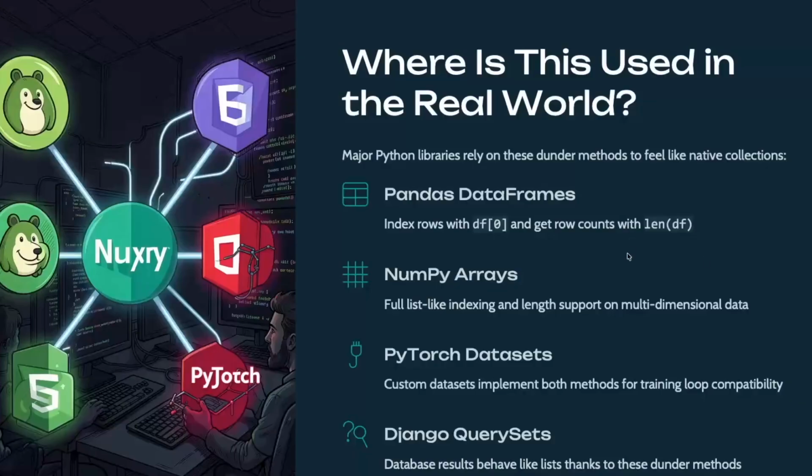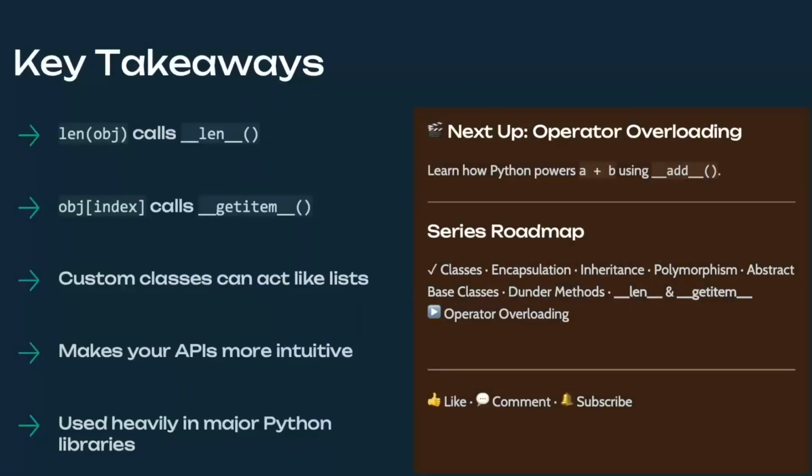Now, this was a quick video, so let's quickly recap what we've learned today. When we write len(obj), what's actually being called is obj.__len__(). When we write obj[index], we're actually calling __getitem__. By implementing these Dunder methods, custom classes can behave like built-in Python collections. This makes APIs cleaner, easier to use, and more intuitive. And it's also a technique used heavily throughout the Python ecosystem.